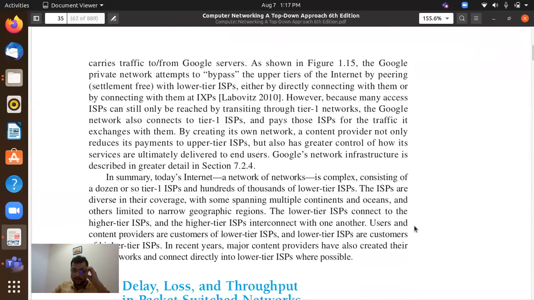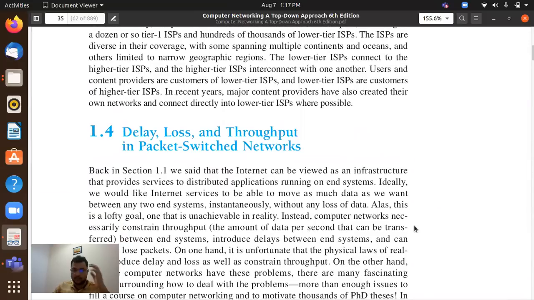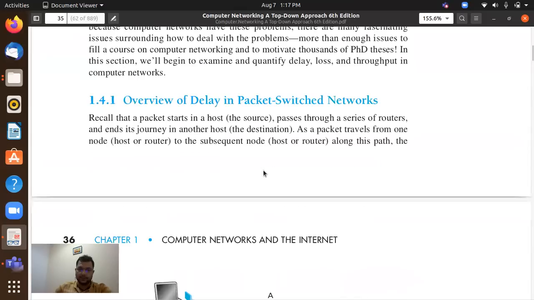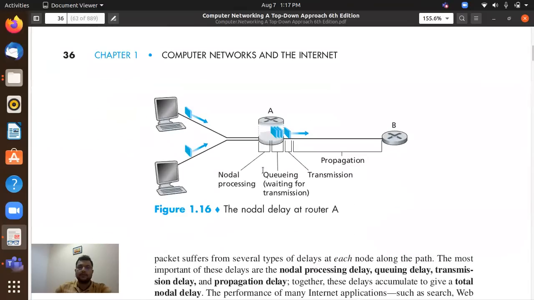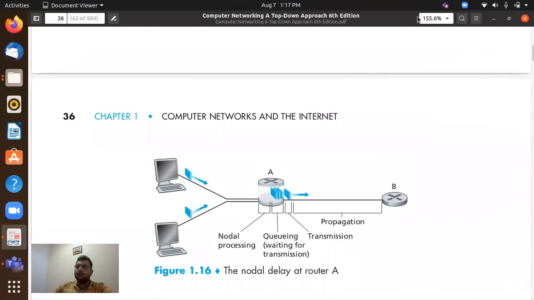And next, I think we have already understood delay, loss, throughput. We have to understand what the throughput is in a packet switched network. And once again, we will revisit all the delays and why there is a loss of packets. All that we'll study in the next lecture.